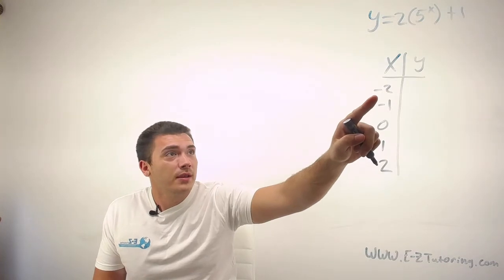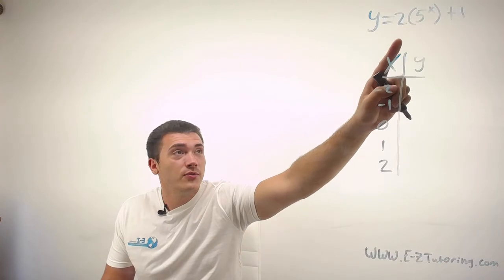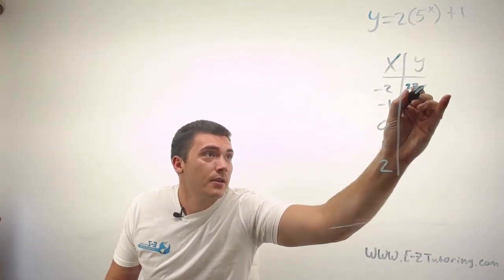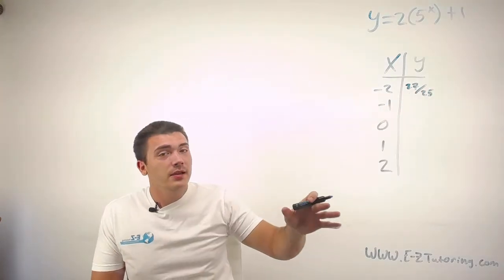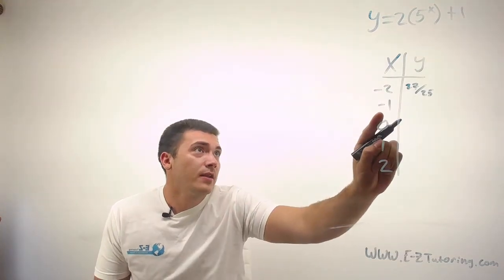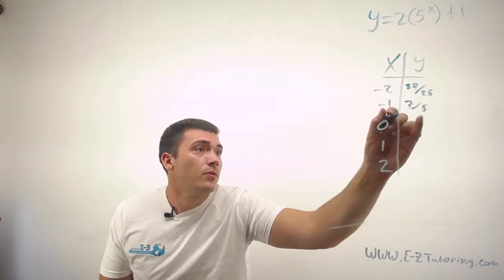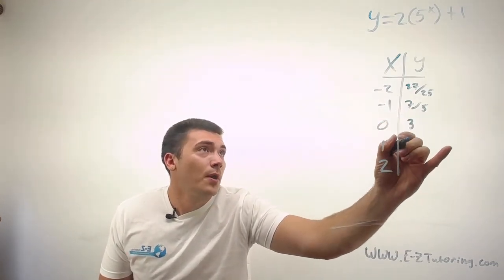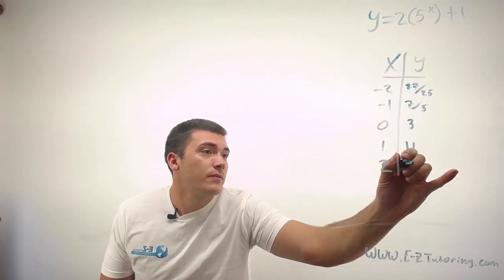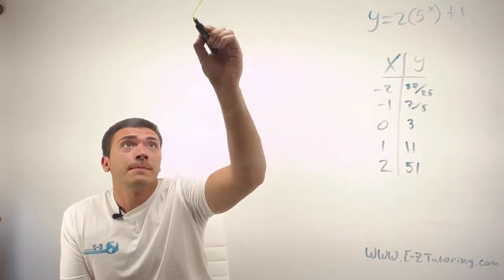So if we plug in -2, it becomes 1/25 times 2, that's 2/25, plus 1, that is 27/25. Once again, simple algebra. I don't want to take up a lot of time in this video doing that. -1 will give us 7/5, 0 will give us 3, 1 will give us 11, and 2 will give us 51. So let's go ahead and plug these in.